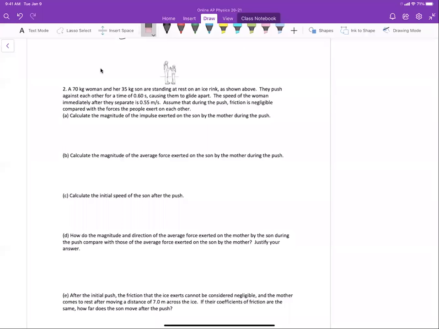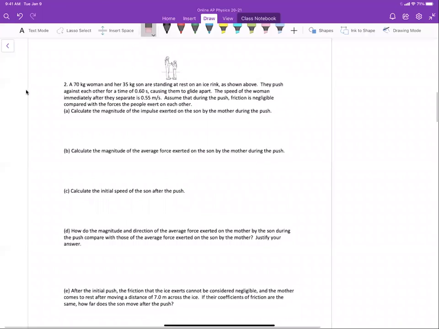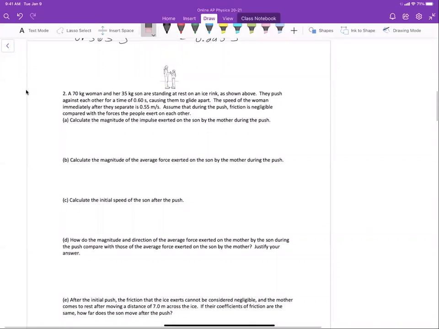All right, this is the same worksheet. This is problem number 2. We have a 70-kilogram woman and her son, 35 kilograms. They're standing at rest on an ice rink as shown. They push against each other for some time of 0.6 seconds.